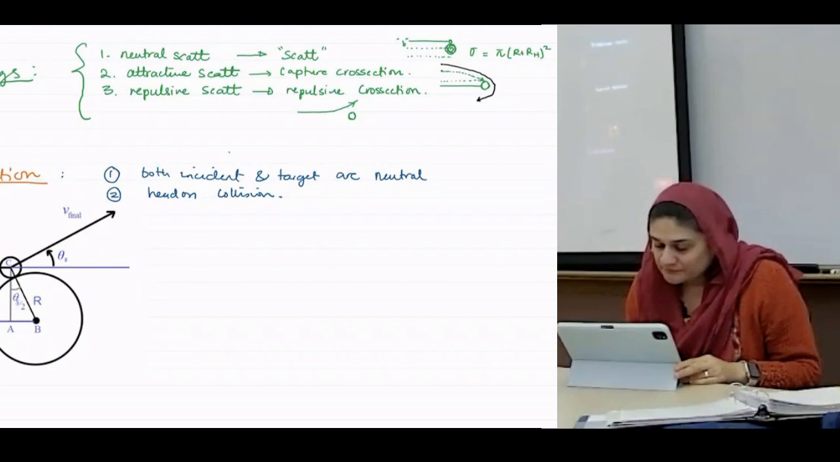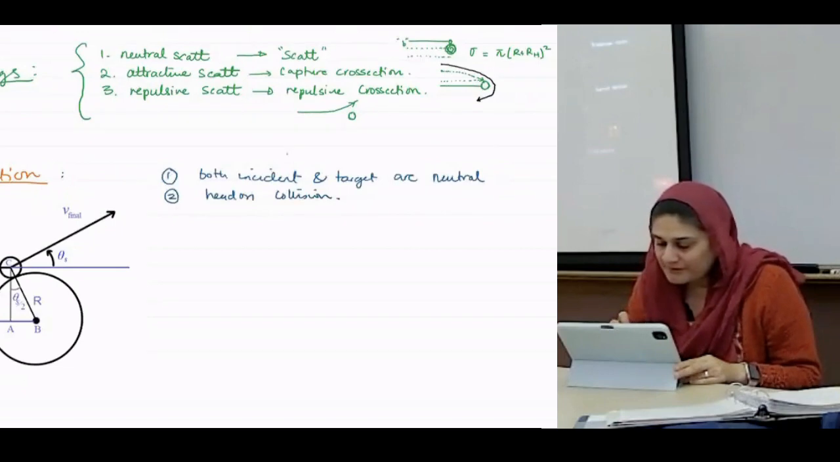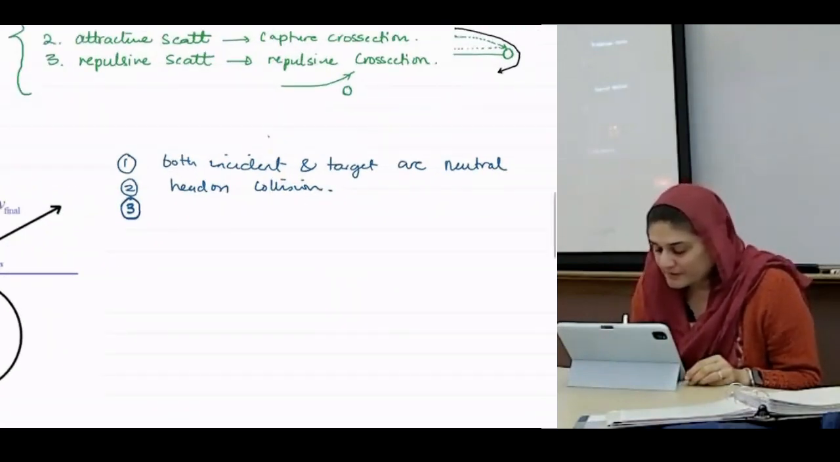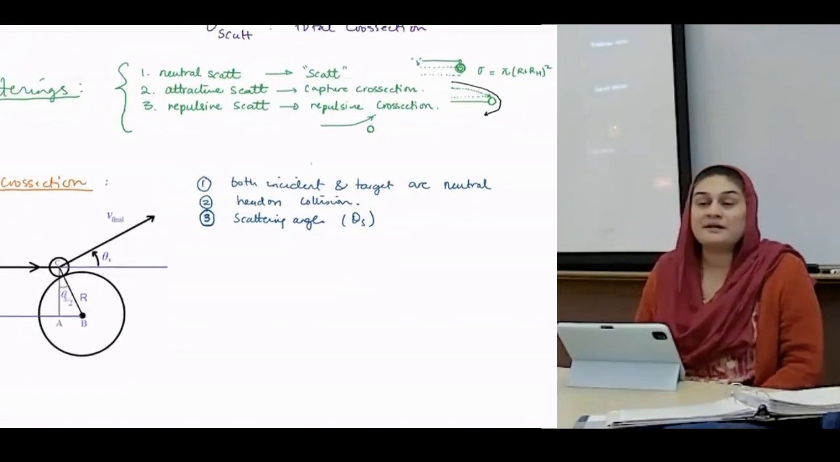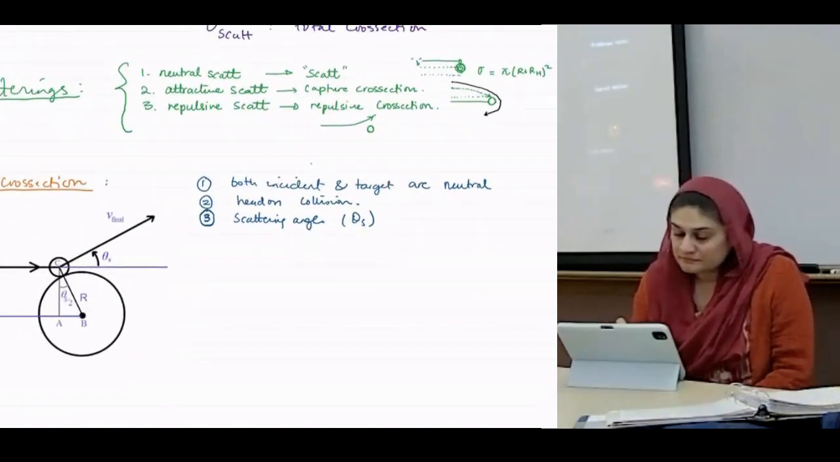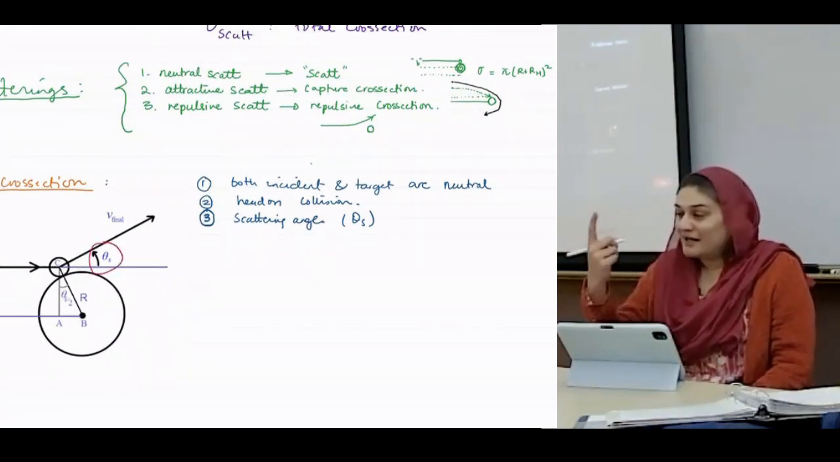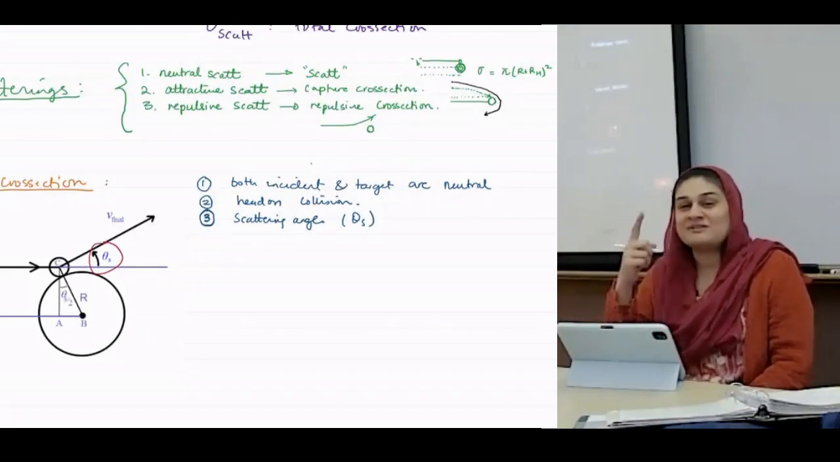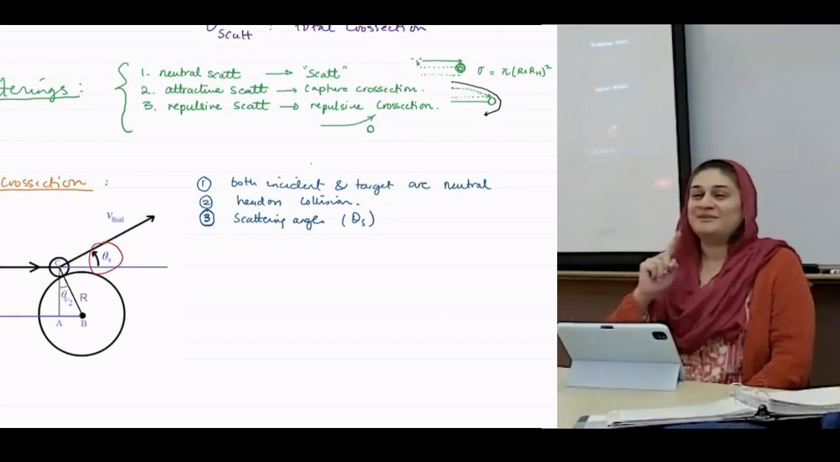Number three. Oh, I should have planned better. Number three. We now have to define what is called a scattering angle. What is a scattering angle? That one. Right? Absolutely. The angle at which the incident particle will scatter.